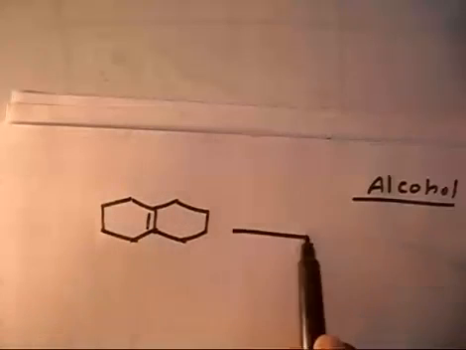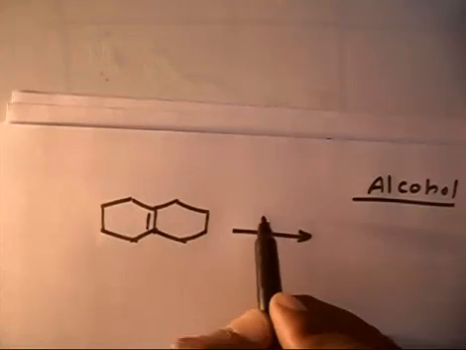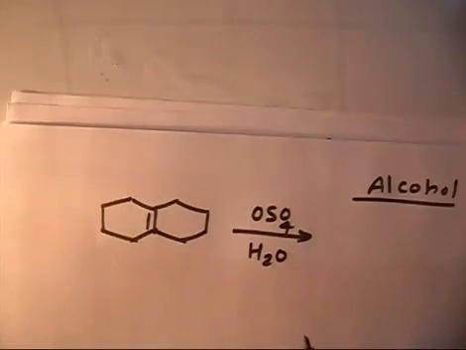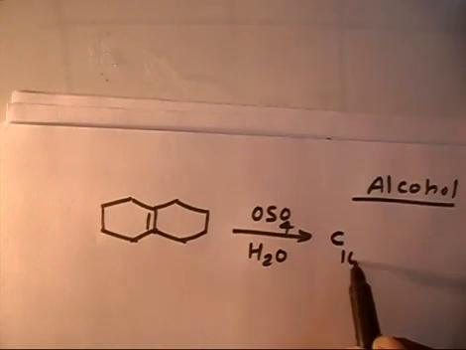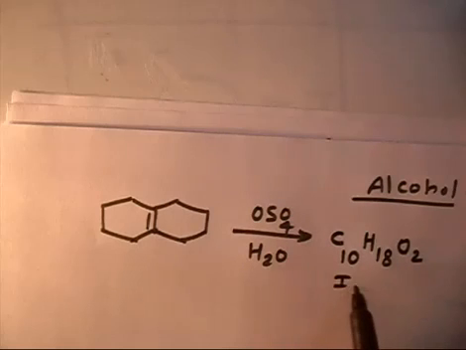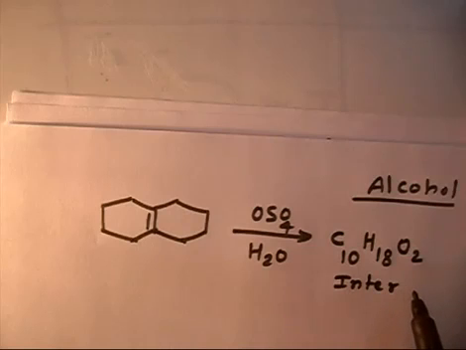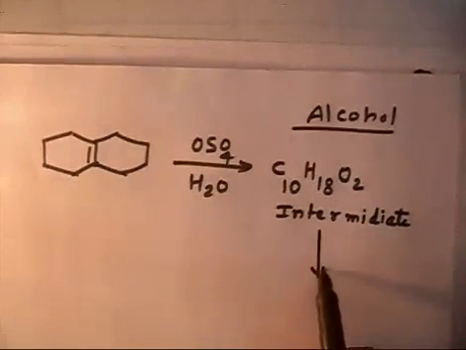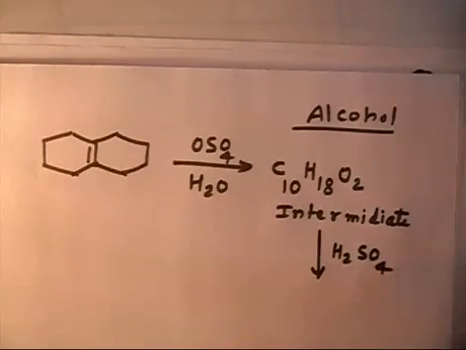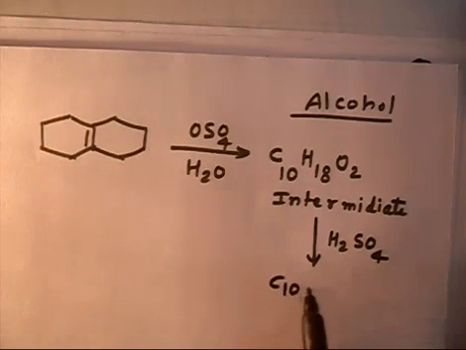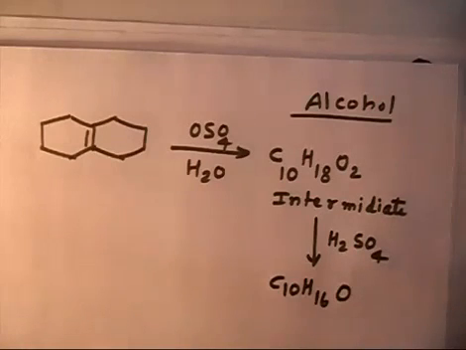This compound is given to you. If I treat this compound with OsO4, osmium tetraoxide, in H2O, I am getting an intermediate, and the molecular formula of the intermediate is C10H18O2. Of course, this intermediate is isolable. Now next, if I treat this intermediate with H2SO4, I am getting the product, and the product has molecular formula C10H16O. So this is the molecular formula of the product.